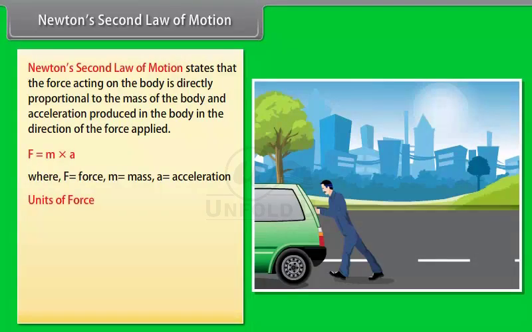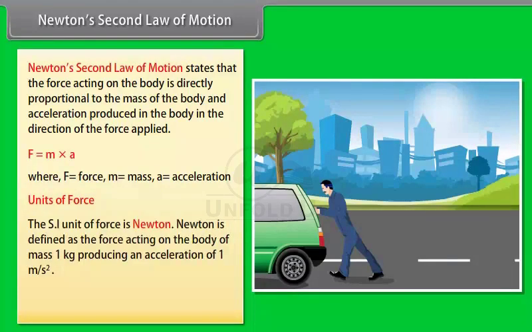Units of force. The SI unit of force is the Newton. Newton is defined as the force acting on a body of mass 1 kg, producing an acceleration of 1 meter per second square. The unit is equal to kilogram meter per second square, or Newton.